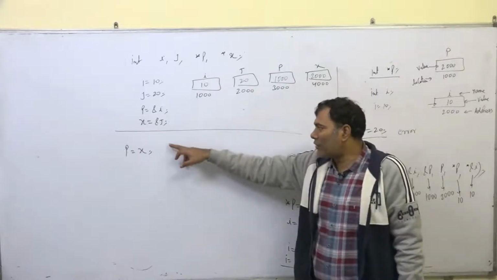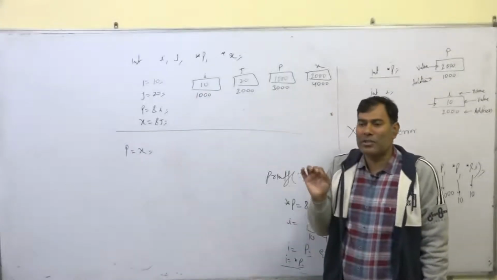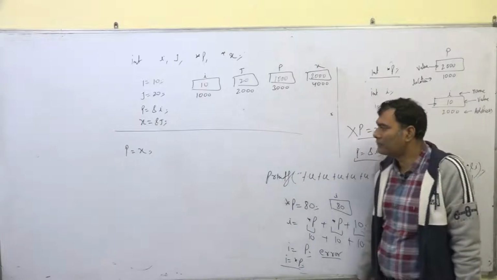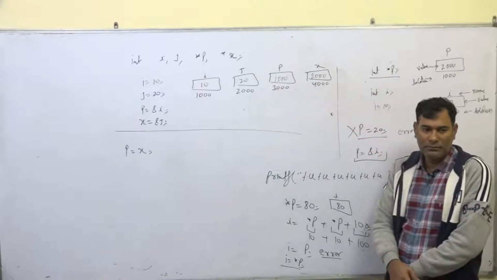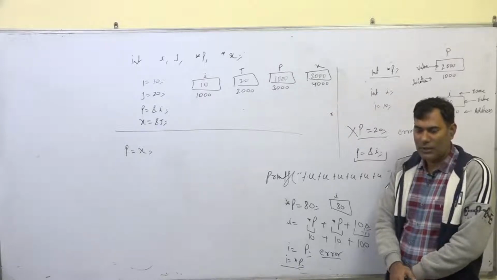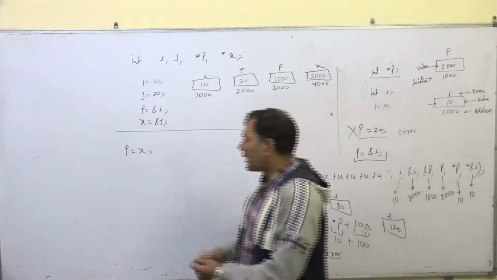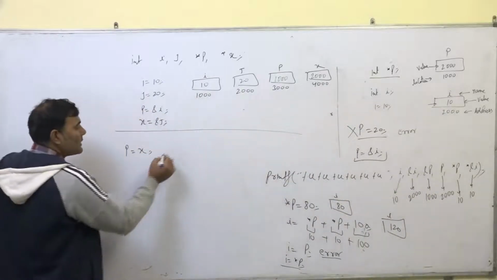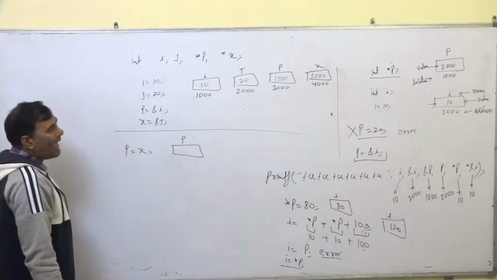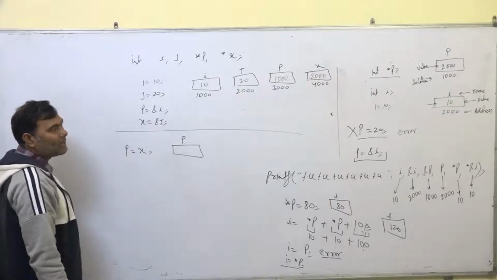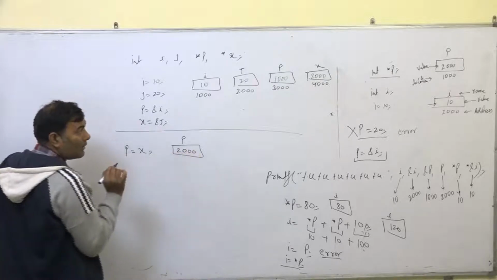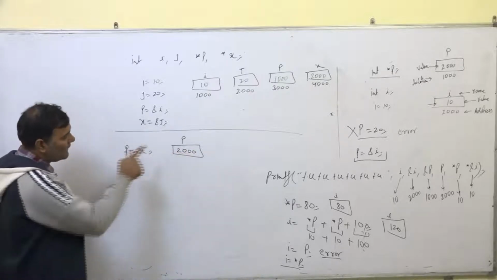After this, we are going to write some statements. We assume all these statements are independent. Then tell me, is P equal to X correct or not? What does this mean? In P you are going to store X. X means 2000. 2000 is an address. That's why it can hold. Clear? P can hold only an address.